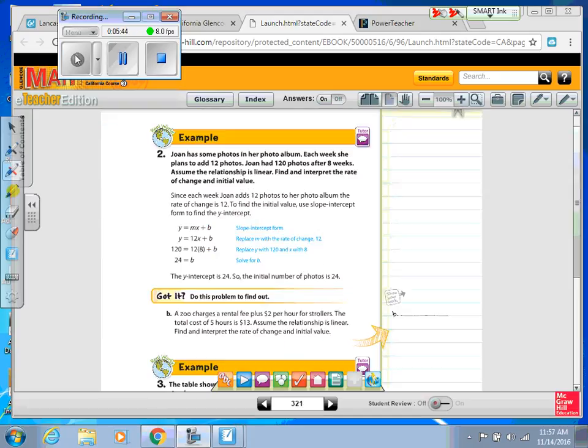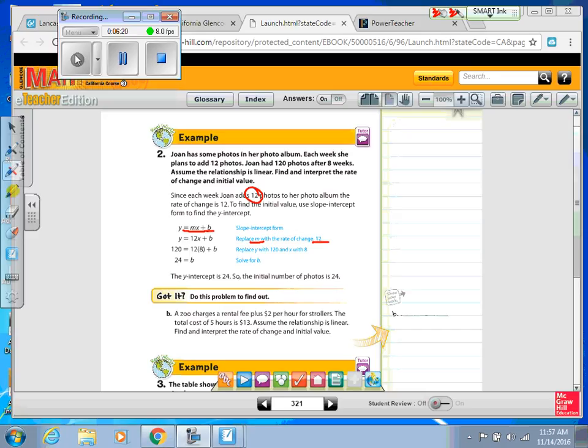In example number 2, Joan has some photos in her photo album. Each week she plans to add 12 photos. Joan had 120 photos after 8 weeks. So now we're going to interpret the rate of change and the initial value. So we use our equation, the slope-intercept form, and we replace the m with 12 because that's the rate of change per week that she's going to be adding photos.